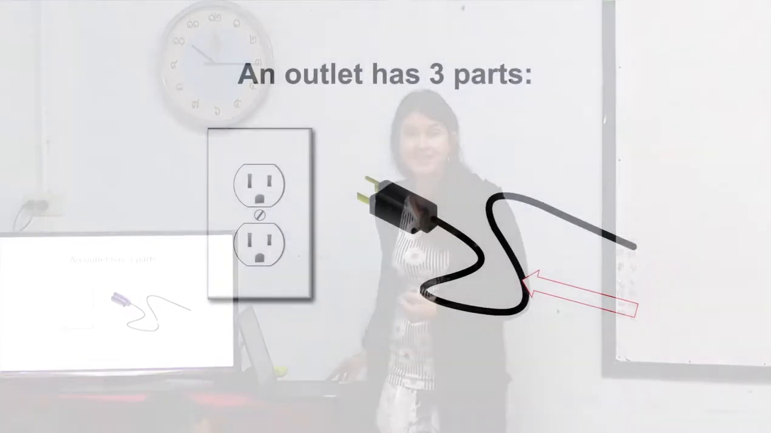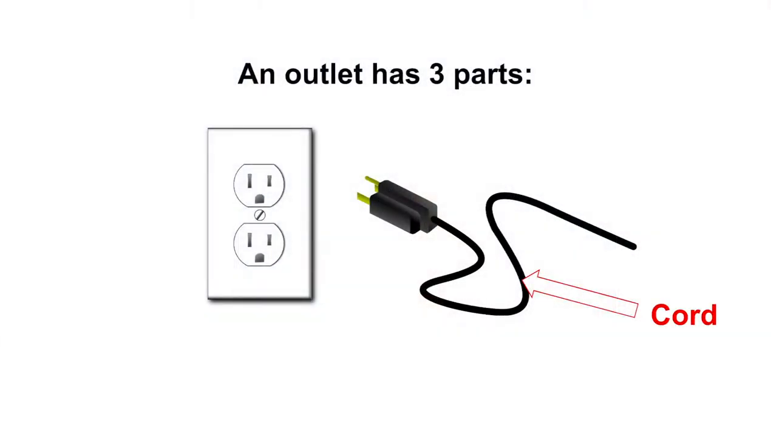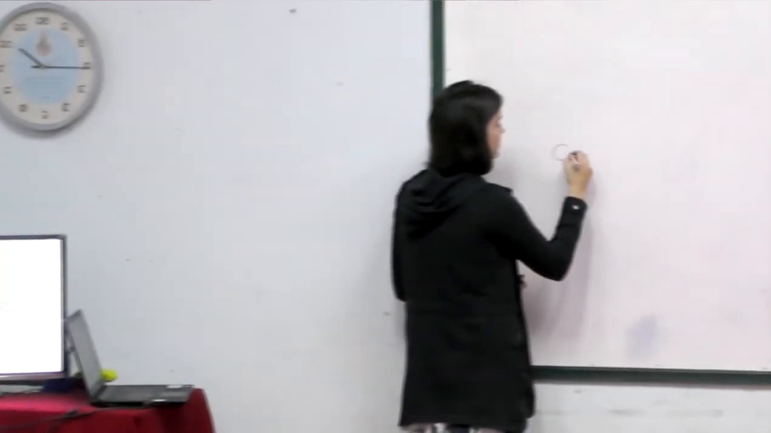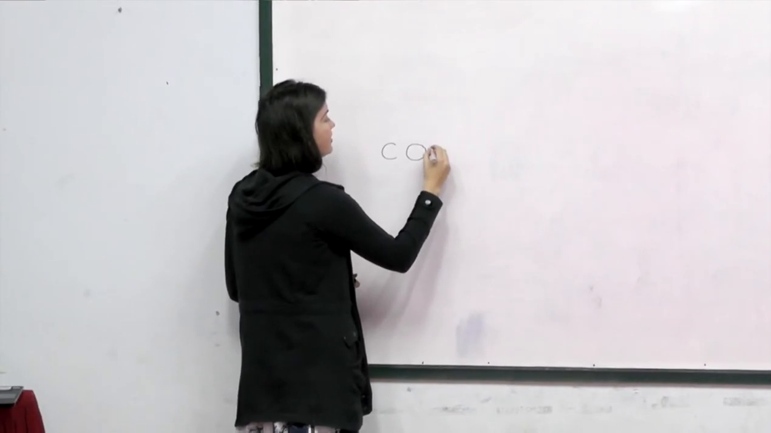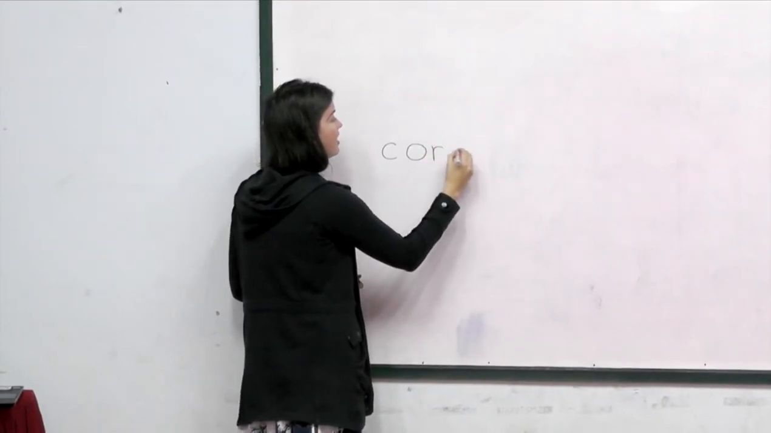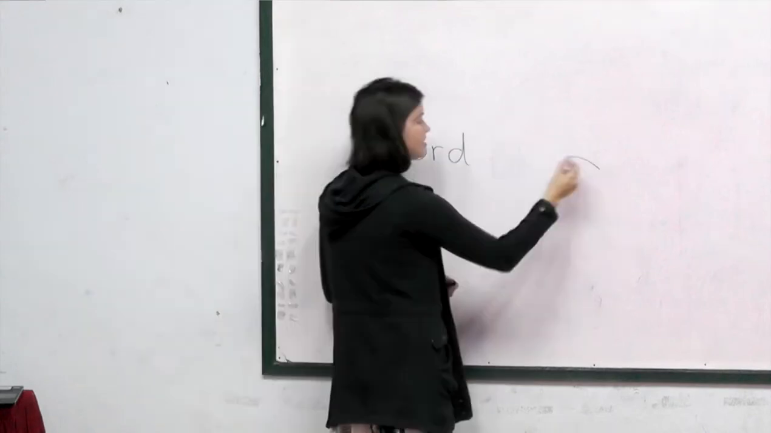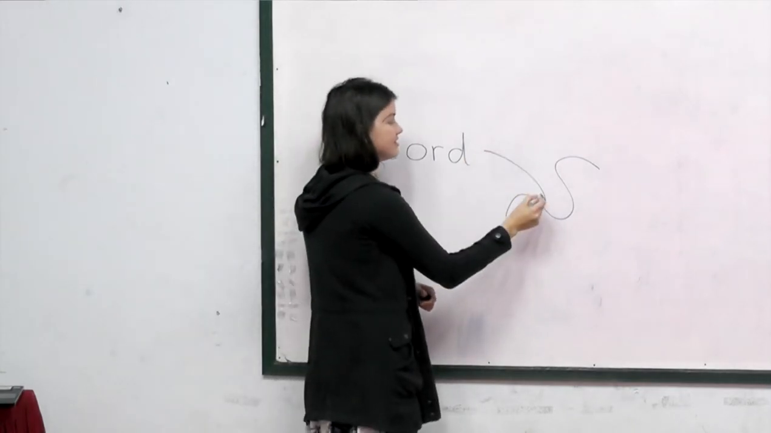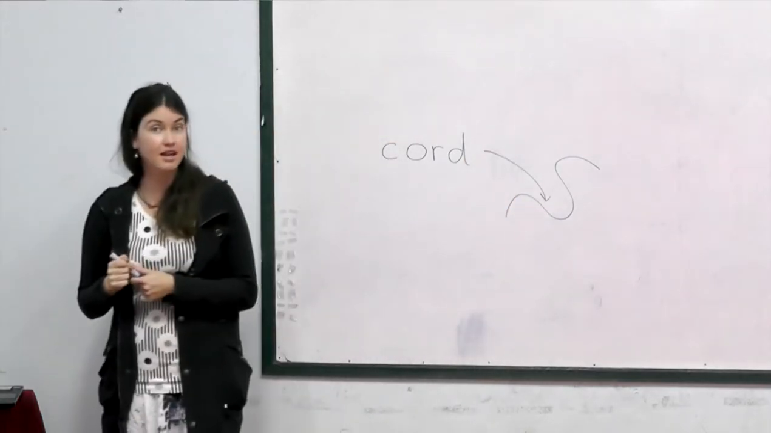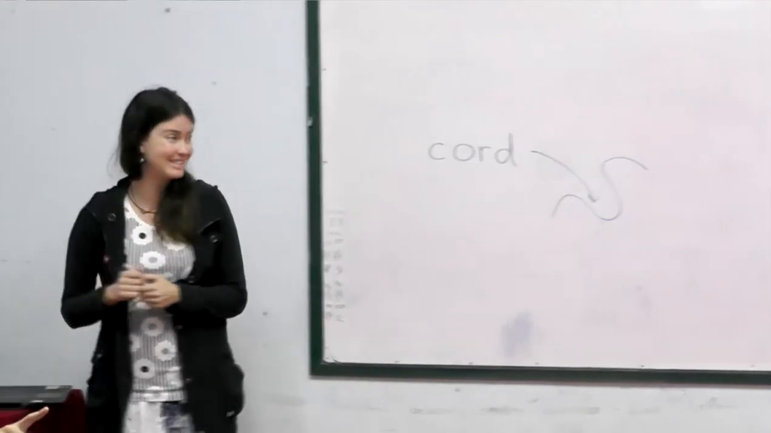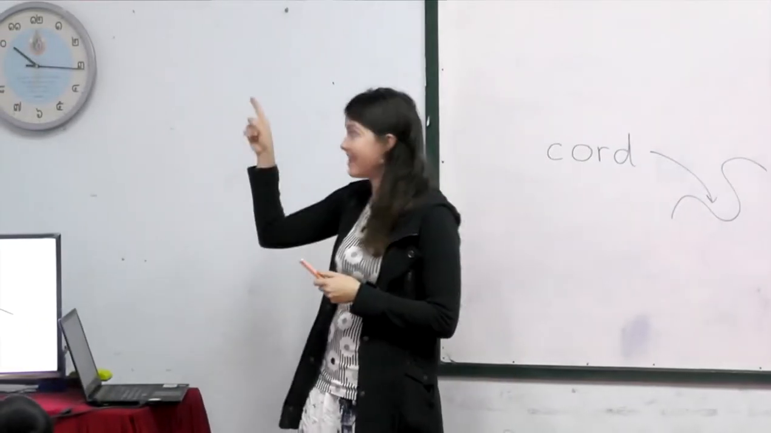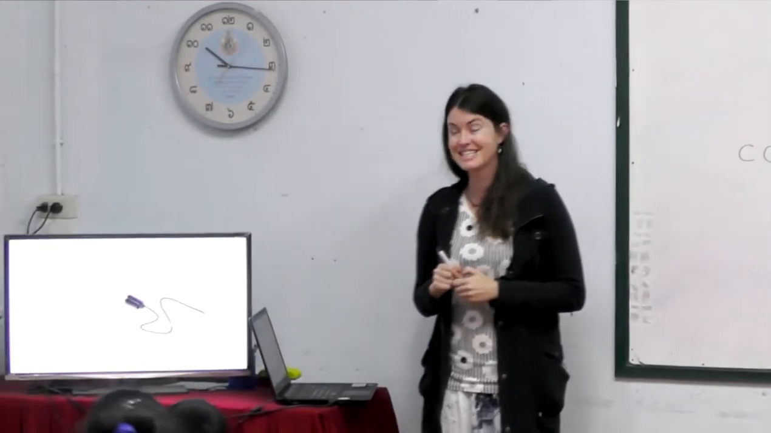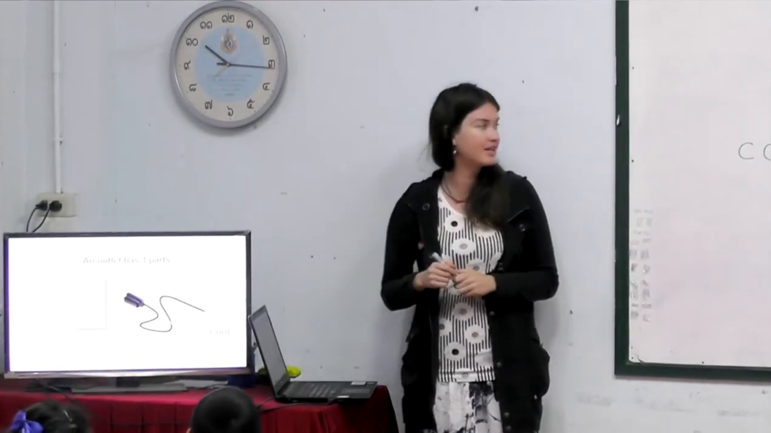Cord. Good. Can you help me spell cord? C-O-R-D. Cord. And that cord is that long, skinny part, like a snake. That's our cord. Do you see a cord in our classroom? Yeah. There's cords here and there. Good. Yes, good, friends. We've got lots of cords all around our classroom.